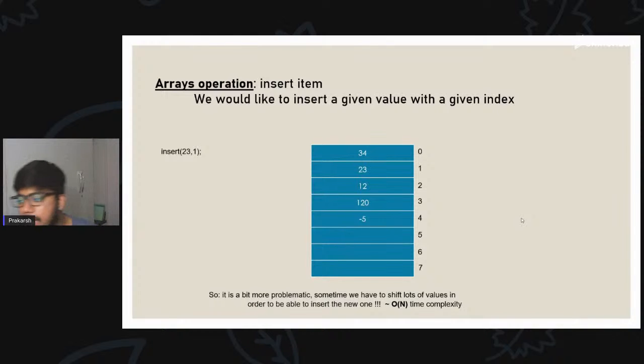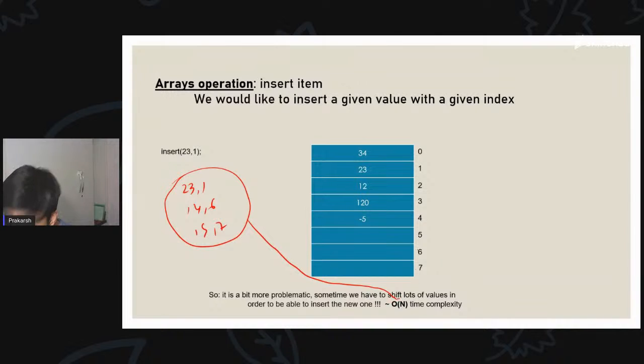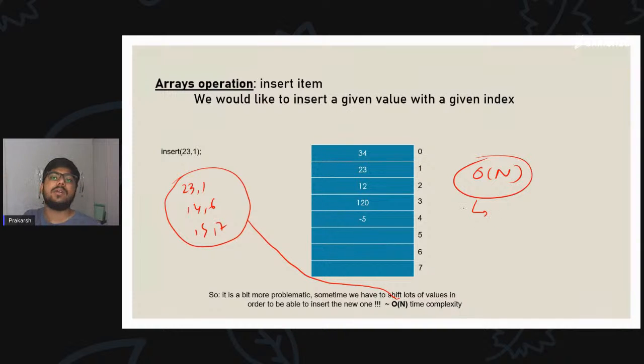Okay. So sometimes what would happen is that I don't know where to shift that memory, and there are a lot of values with me. For example, if there is 23, 1, 14, 6, 15, 7, these kinds of values are in memory with me. So then with this, I am going to get n times complexity, because I don't know what is going to change. I don't know what the real length of the array is.